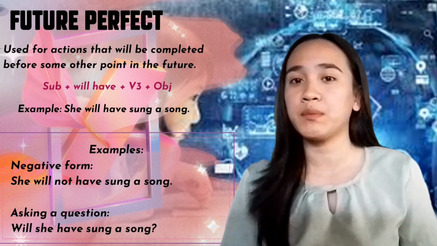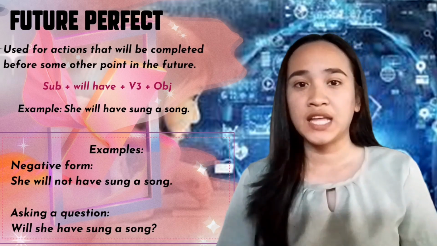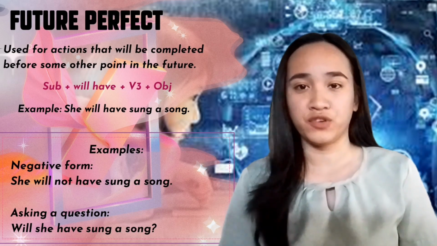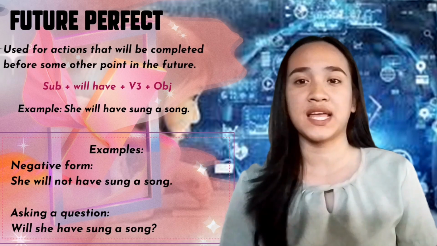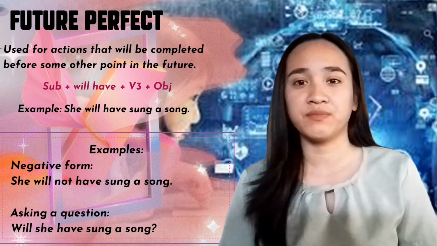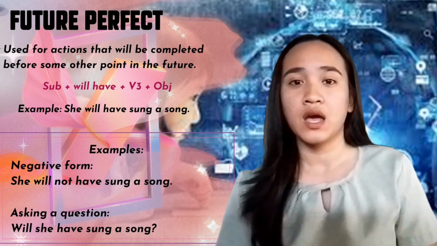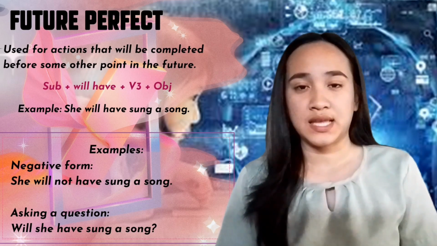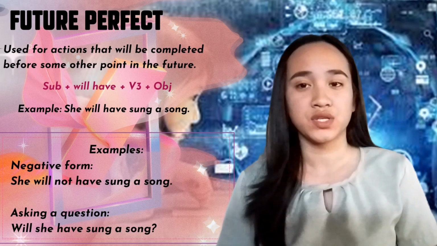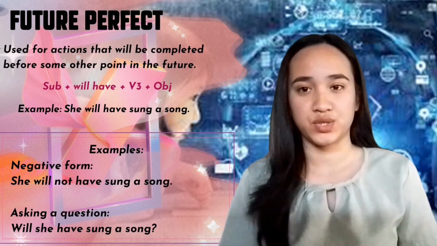Since we talk about an event that will happen before another event in the future, we use the future perfect tense. That's why we have the sentence: by the time I am 27 years old, I will have my own house. We don't use future tense in time clauses. We use simple present instead. We don't say, by the time I will be 27 years old. We say, by the time I am 27 years old.